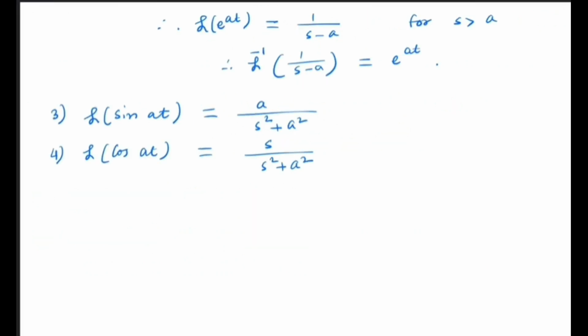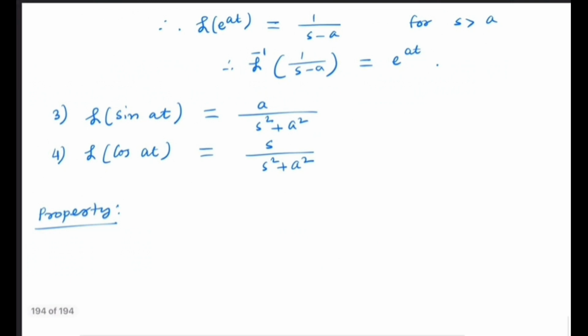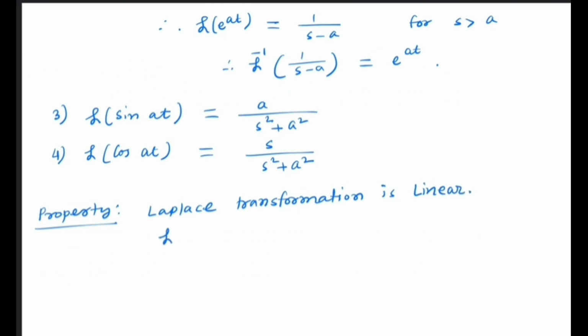Now we'll state a property of Laplace transformation which is very important. The property of Laplace transformation is that the Laplace transformation is linear. That means the Laplace transformation of C1 f(t) plus C2 g(t) is the same as C1 times the Laplace transformation of f(t) plus C2 times the Laplace transformation of g(t).